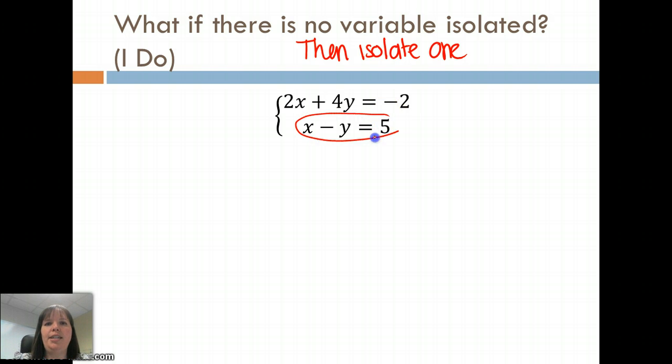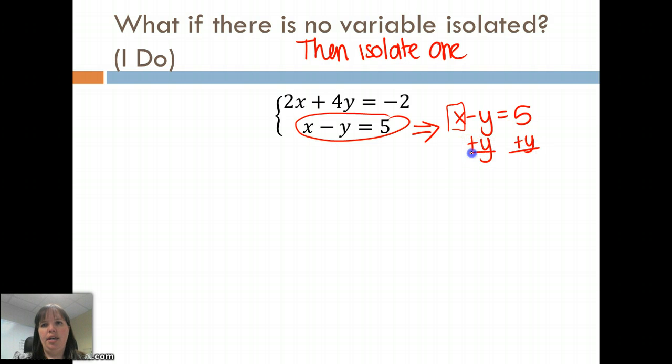So for instance, you can use either equation and either variable. If I take x minus y equals 5, and I want to isolate a variable, yes, I can isolate the y value, but to go back to where I was, it doesn't matter which variable I isolate. If I want to isolate the x, how would I get that alone? Well, choosing to get the x alone may be a little simpler, because all I have to do is add y to both sides, and then I end up with x equals y plus 5.